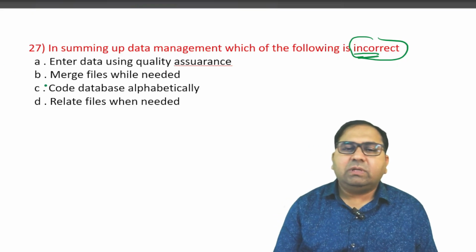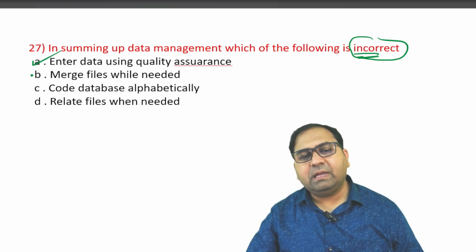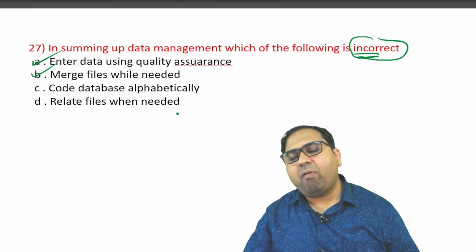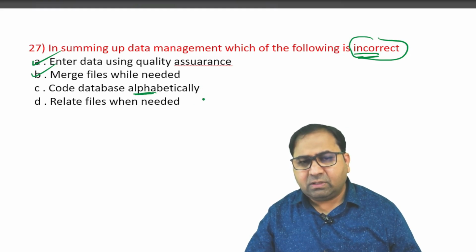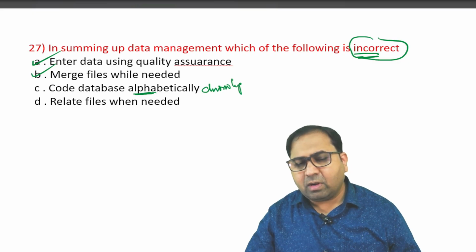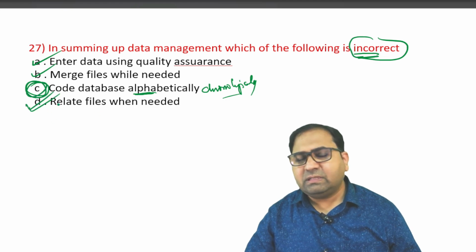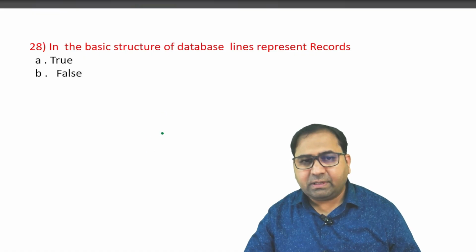You enter the data using quality assurance. Yes, definitely. You merge the files while needed. Yes, even this is correct. You code the database alphabetically. No, this is wrong, because it is not alphabetically. It is numerically and in a chronological manner. Okay. So this is the answer for this question. And you relate the files when needed. Yes, even this is correct. Let us see the next question.